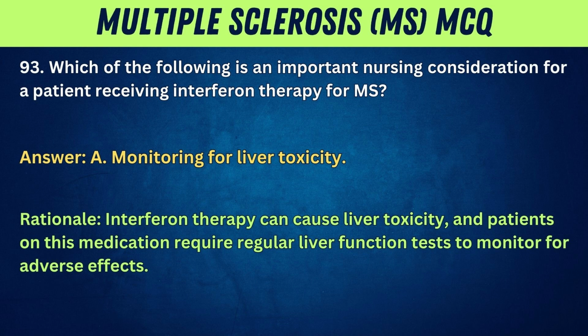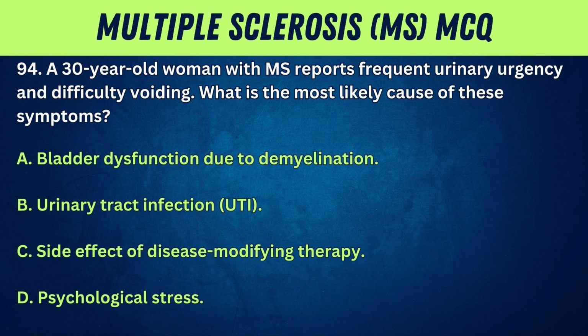Rationale. Interferon therapy can cause liver toxicity, and patients on this medication require regular liver function tests to monitor for adverse effects. 94. A 30-year-old woman with MS reports frequent urinary urgency and difficulty voiding. What is the most likely cause of these symptoms?